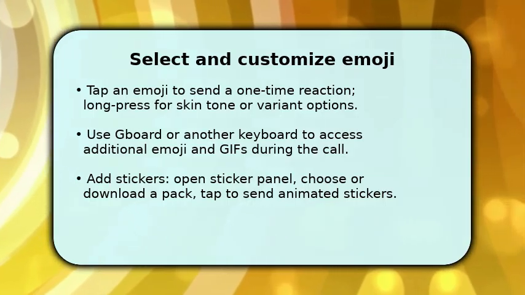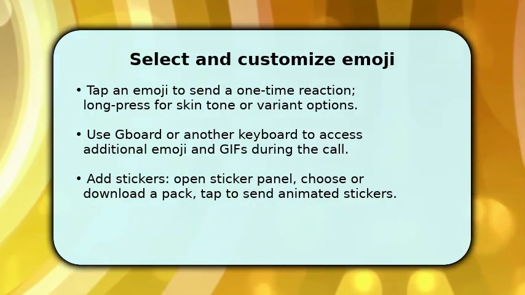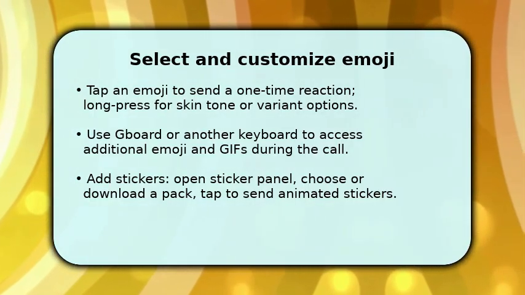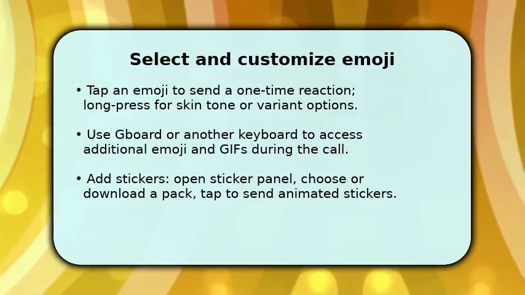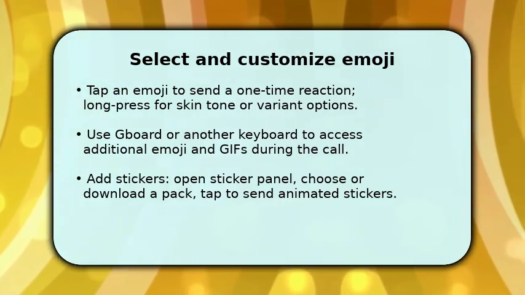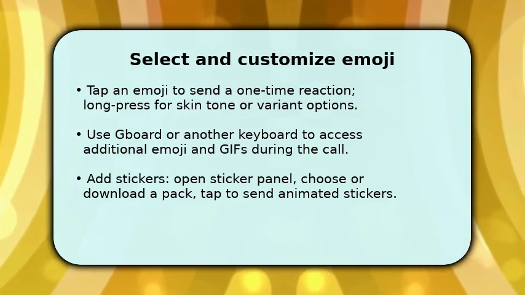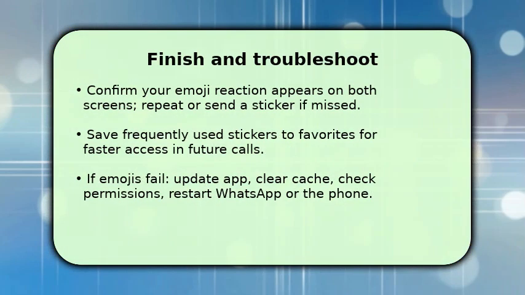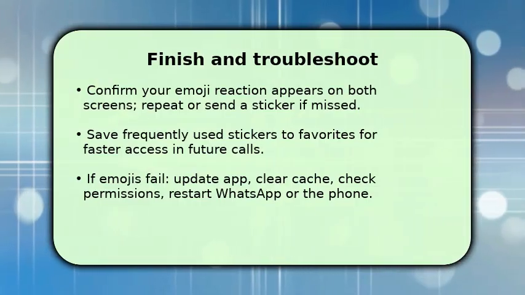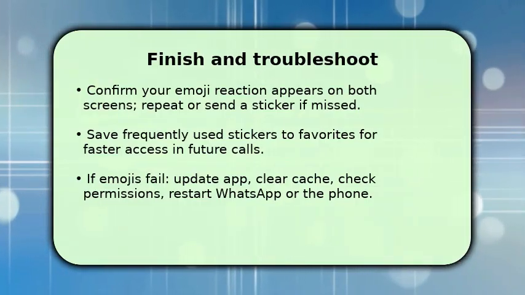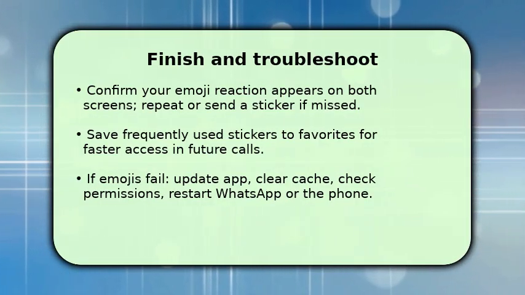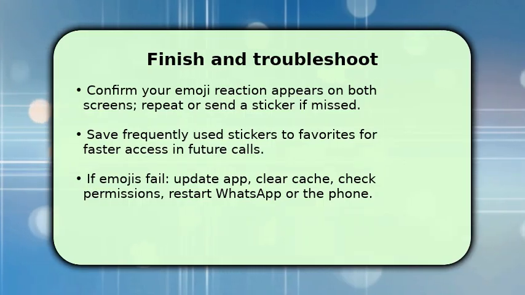To use stickers, open the sticker panel, download a pack if needed, and tap a sticker to send. This lets you express tone and emphasis while staying live on video. To finish, verify that your reaction or sticker appears for both participants. If it doesn't, resend or pick an animated sticker for clarity. Make sure to favorite sticker packs you use often so future calls are faster and less distracting.